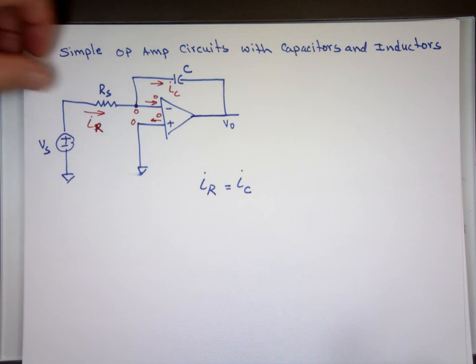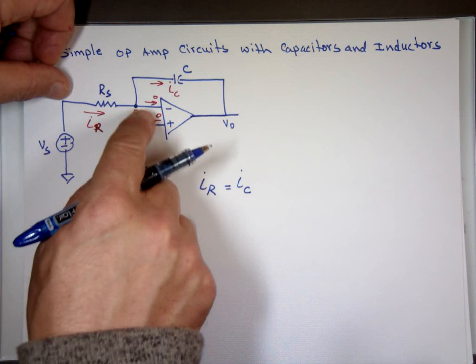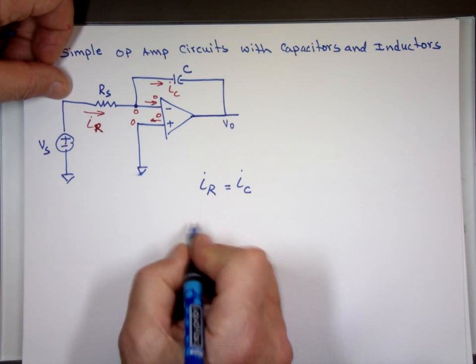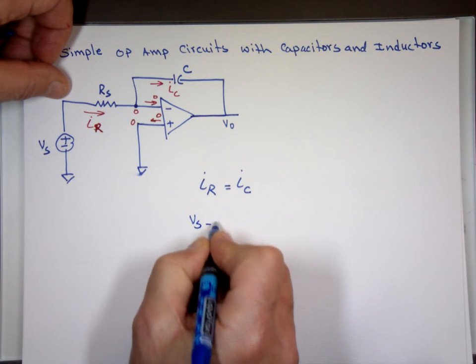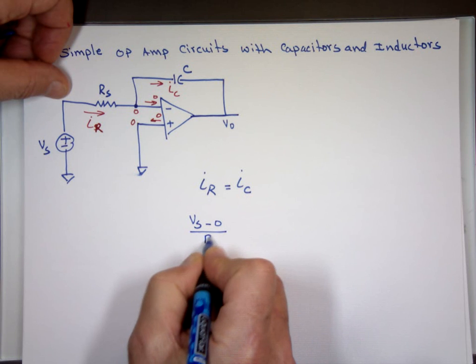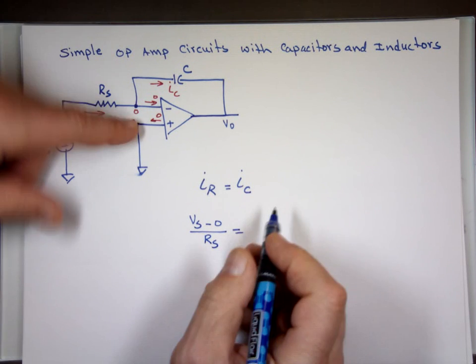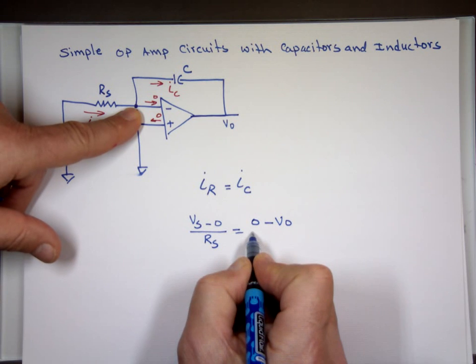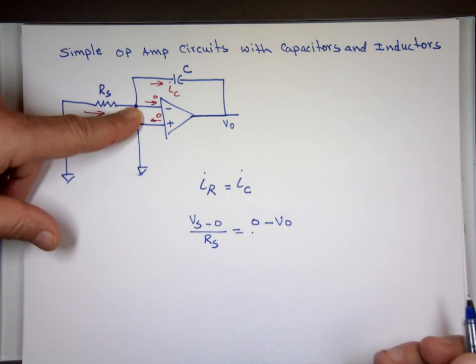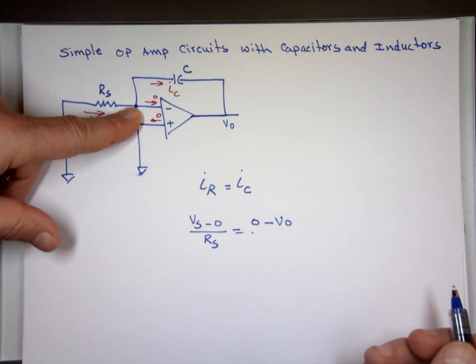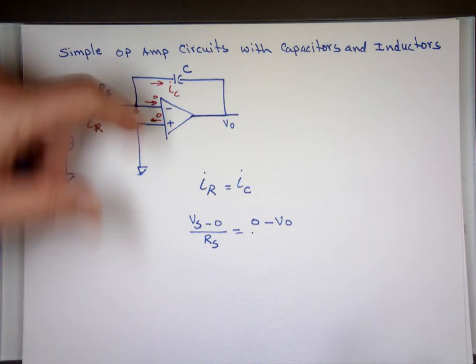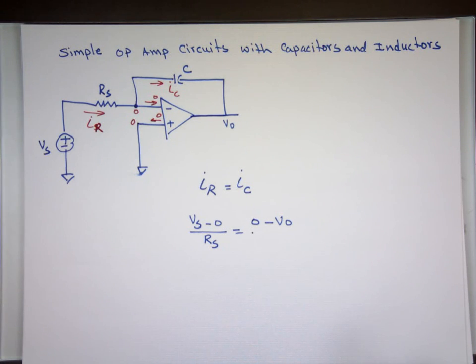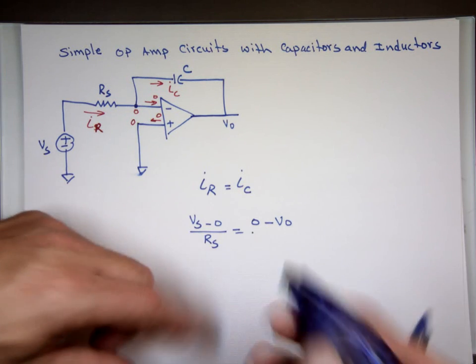Well, what is I sub R? I sub R is this voltage minus this one divided by that resistor: Vs minus 0 over R sub S. What's leaving that? 0 minus V out, over the resistor. But we don't know what that resistor is, so I can't use that. So then what are we going to do?